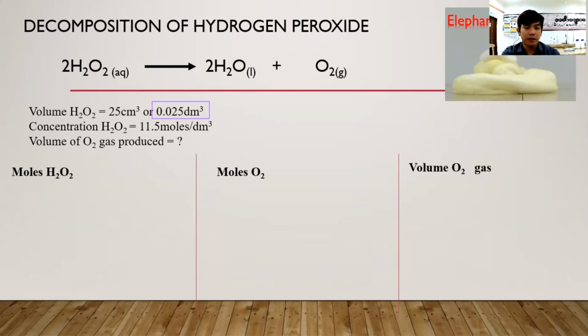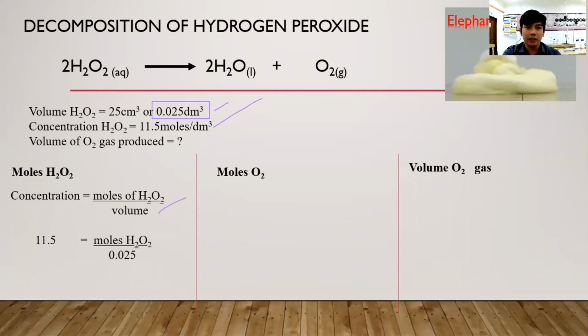So let's proceed. Moles of H2O2: its concentration is equal to moles of H2O2 over volume. So this is the formula that we are going to use to identify the moles of H2O2. We know the concentration, which is 11.5, and then we know also the volume of H2O2 that we use, which is 0.025 dm cubed. So let's continue. Let's substitute the given. So concentration is 11.5, then the volume is 0.025.